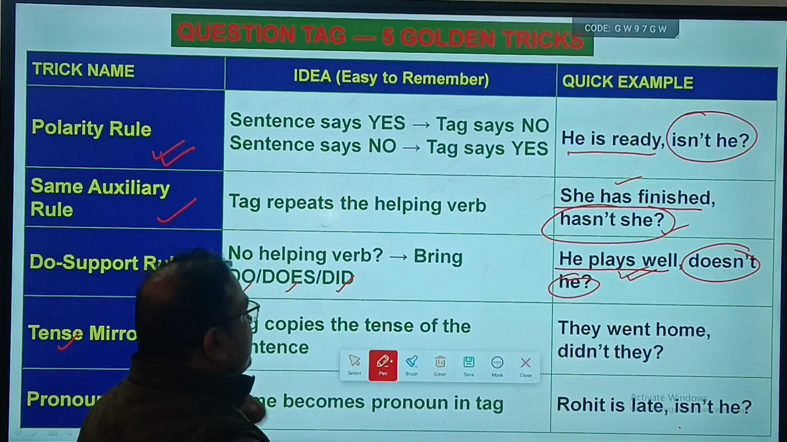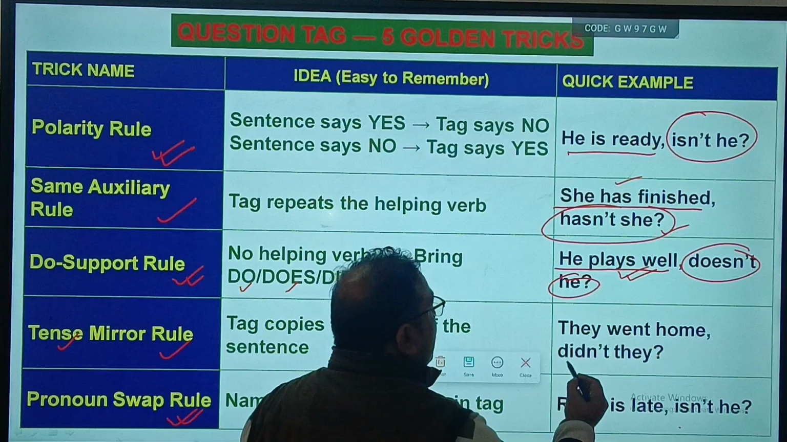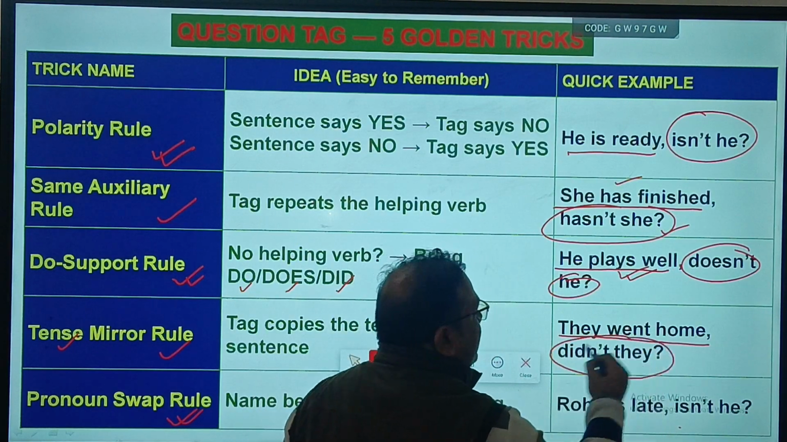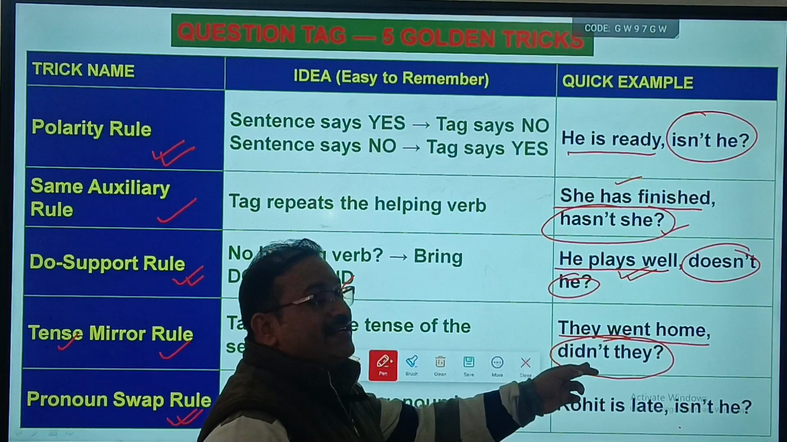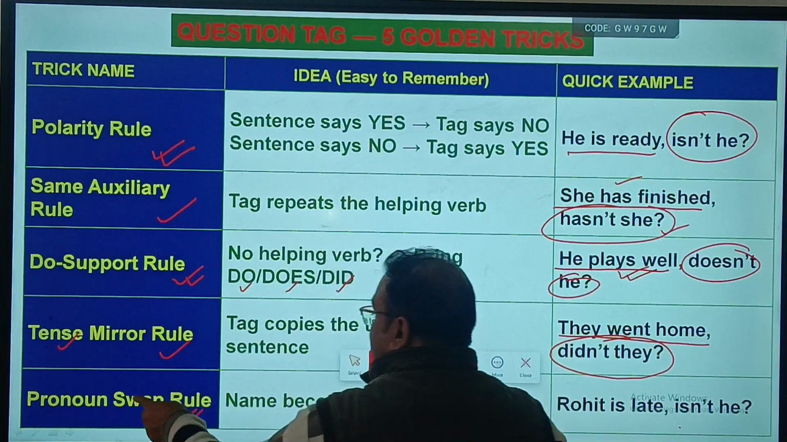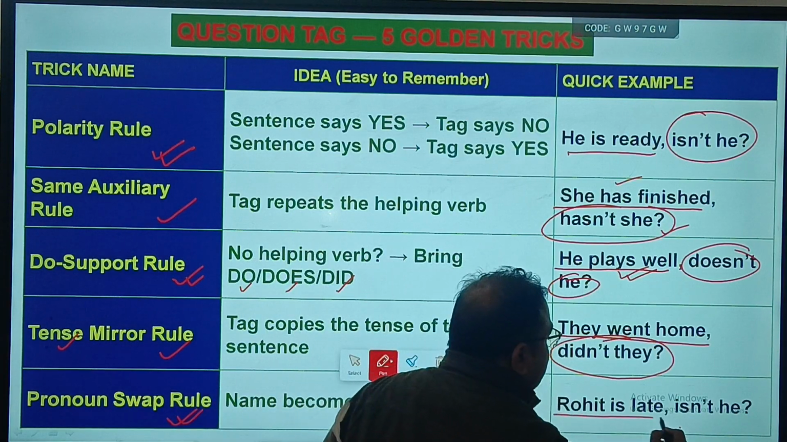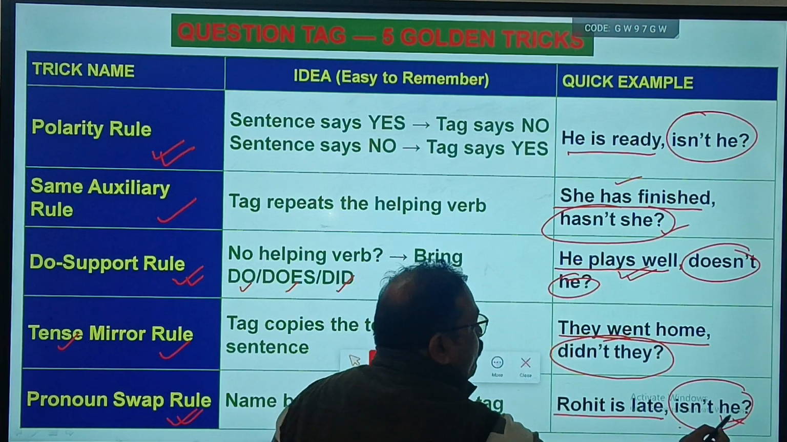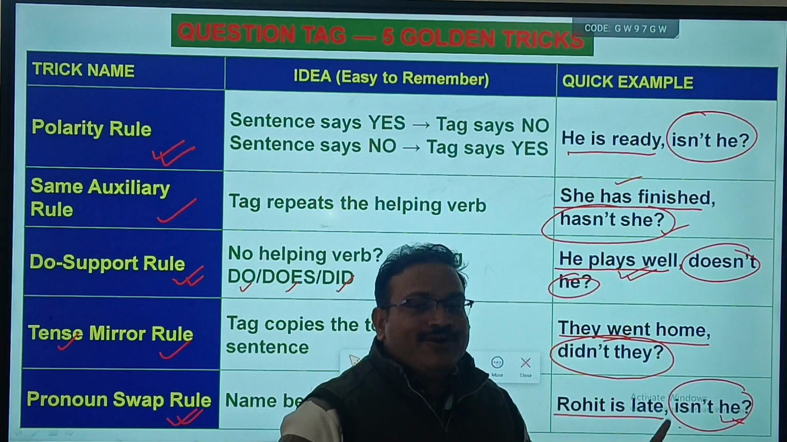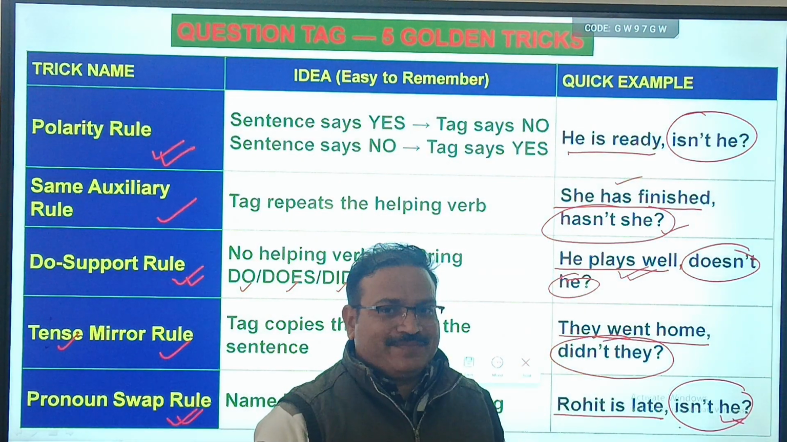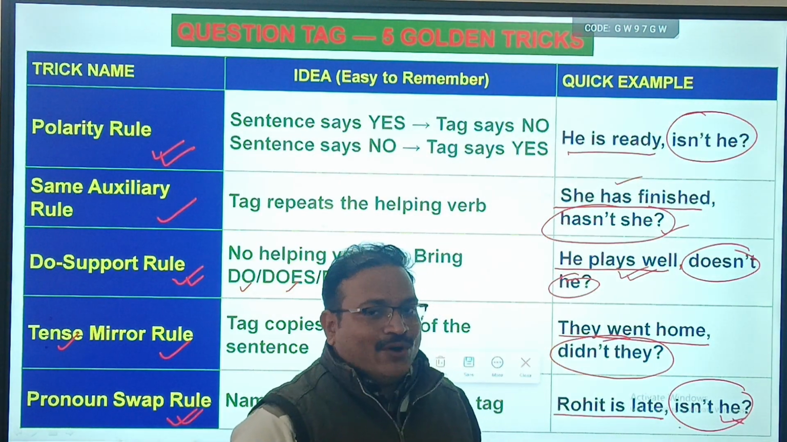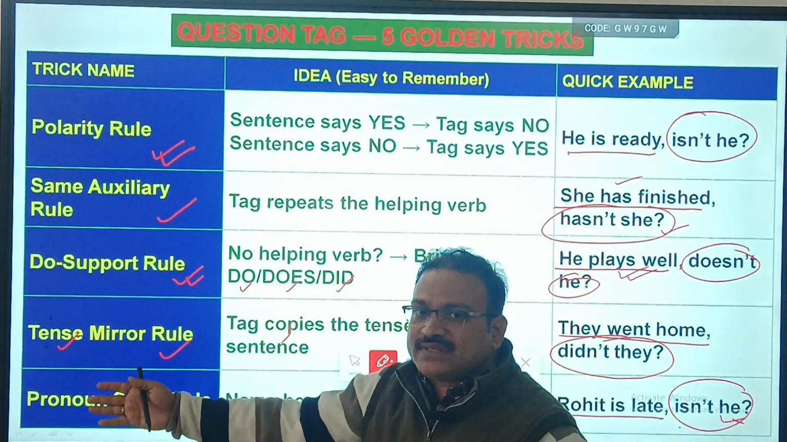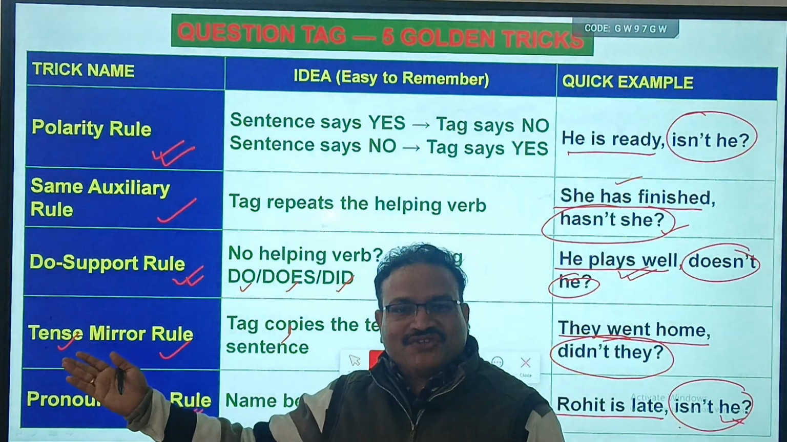Now you can see tense mirror rule. They went home. What is the tense? Simple past. So question tag is what? Simple past. Didn't they? Now pronoun swap rule. Rohit is late. Isn't he? Why he, not Rohit? Because in question tag we use pronoun, not noun. As simple as that. Now we are going to apply all these 5 rules in sentences.